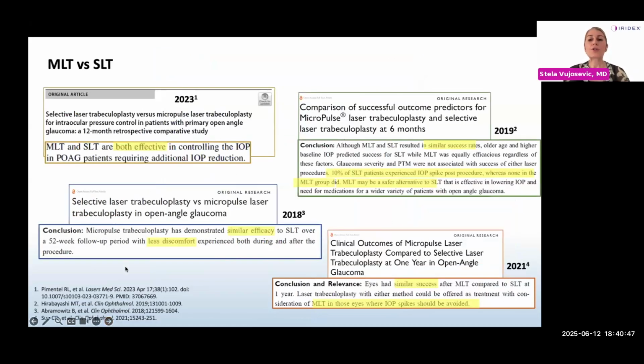If we think about which laser we should do, MLT or SLT, different papers, even recent ones from a couple of years ago, show that both treatments are effective and produce a similar reduction in IOP. However, approximately 10% of SLT patients experienced an IOP spike post-procedure, and patients may have more discomfort after SLT when compared to MLT.